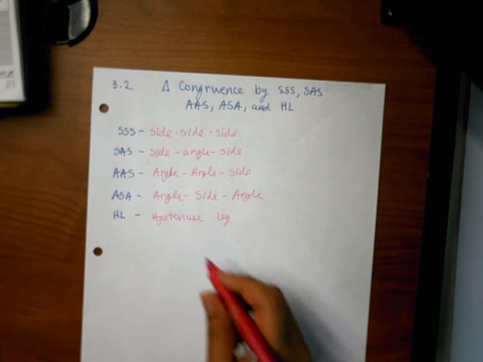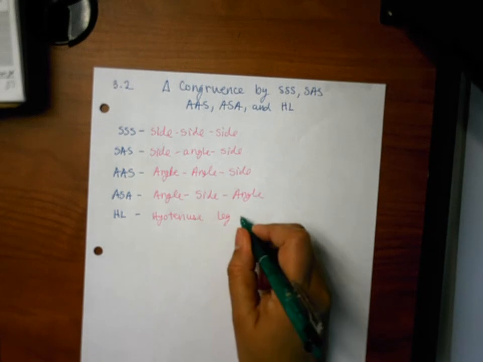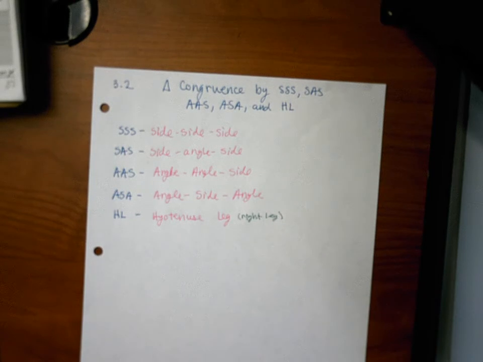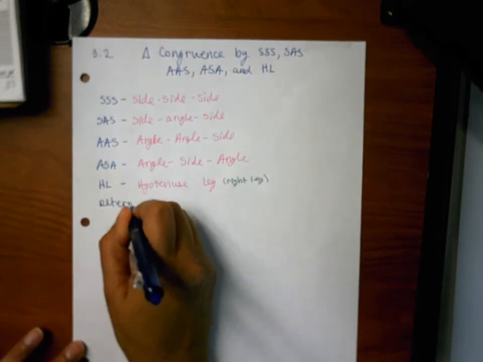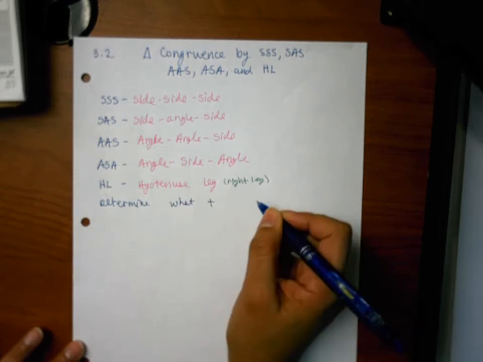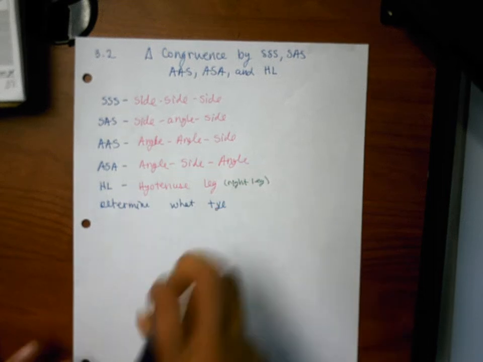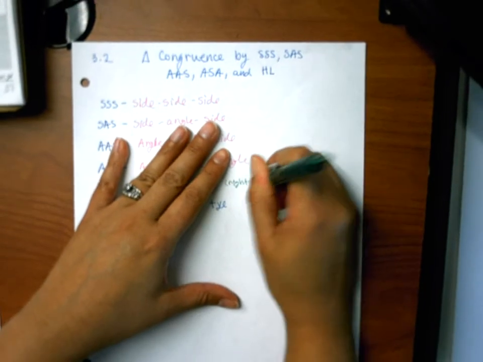Okay. And we only use this when we're dealing with what type of triangle? The only triangle that has a hypotenuse: a right triangle. We can only use hypotenuse leg when there is a right triangle. Determine what type. Right here I put leg and I don't know why. What was I supposed to put? Right triangle. Thank you.